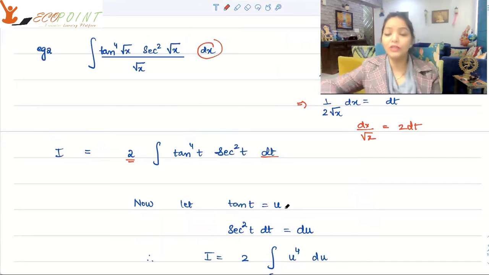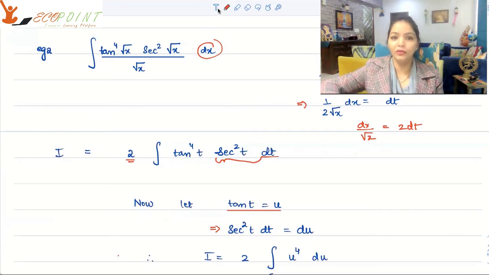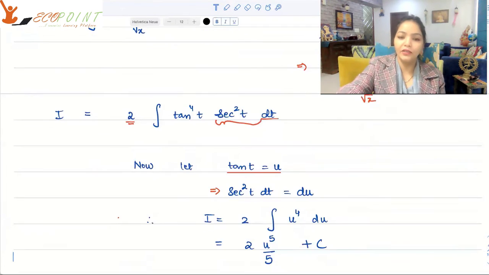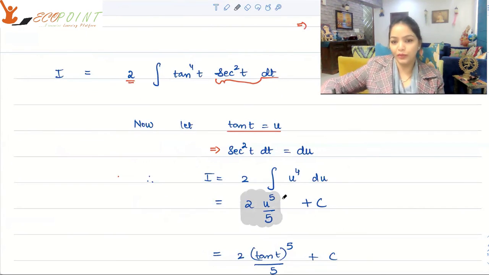Now we will turn the integral in terms of u. Differentiating on both sides, secant square t dt is equal to du. So your integral now turns into twice of u to the power 4 du, which means you will integrate and get u to the power 5 upon 5, with the 2 along with it, plus c.